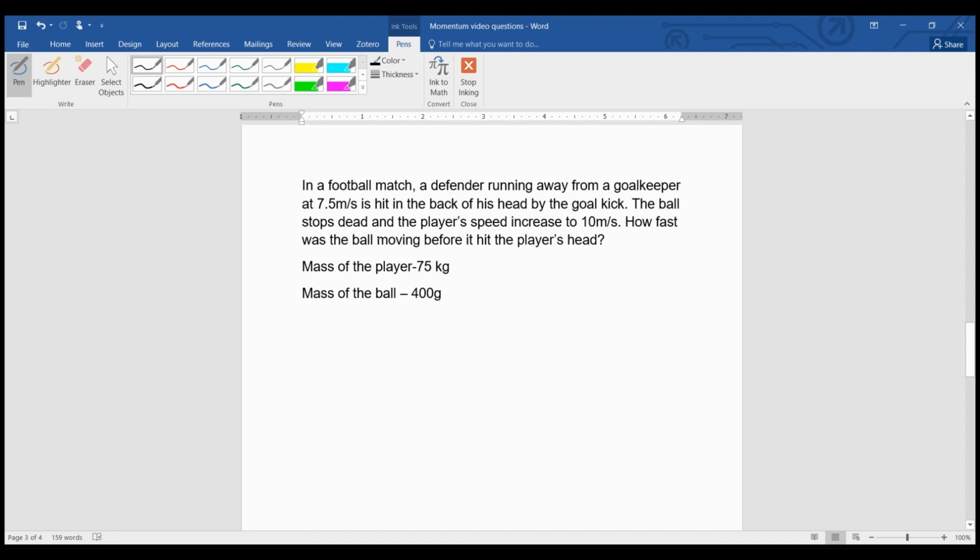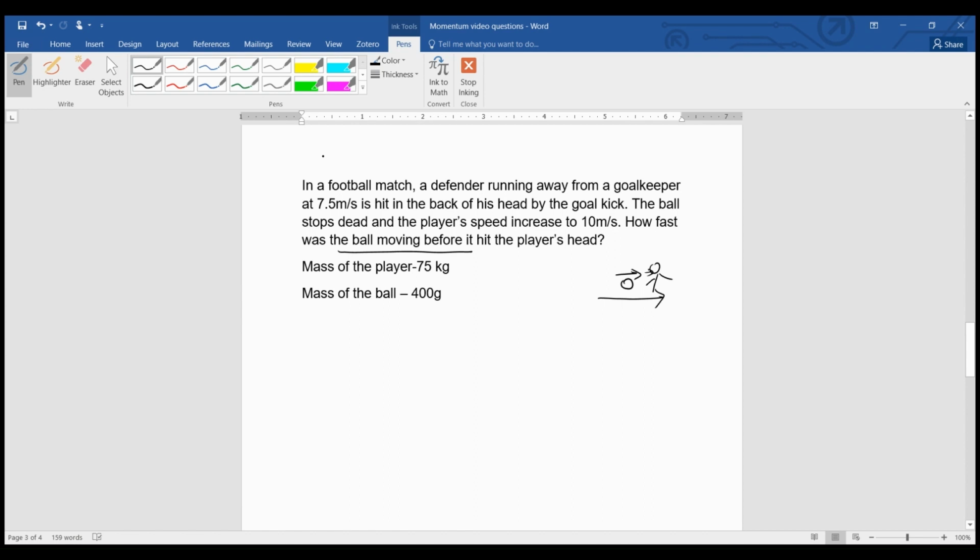So we need to find out how fast the ball was moving before, which means the initial velocity of the ball. Now let's assume the player is moving forward, and the ball is also moving in the same direction as the player, and it is hitting the player's head. After hitting the player's head, what happens to the ball? The ball is dropping dead, which means it's falling to the ground, so it remains stationary after collision. So this is what we understand from this example.